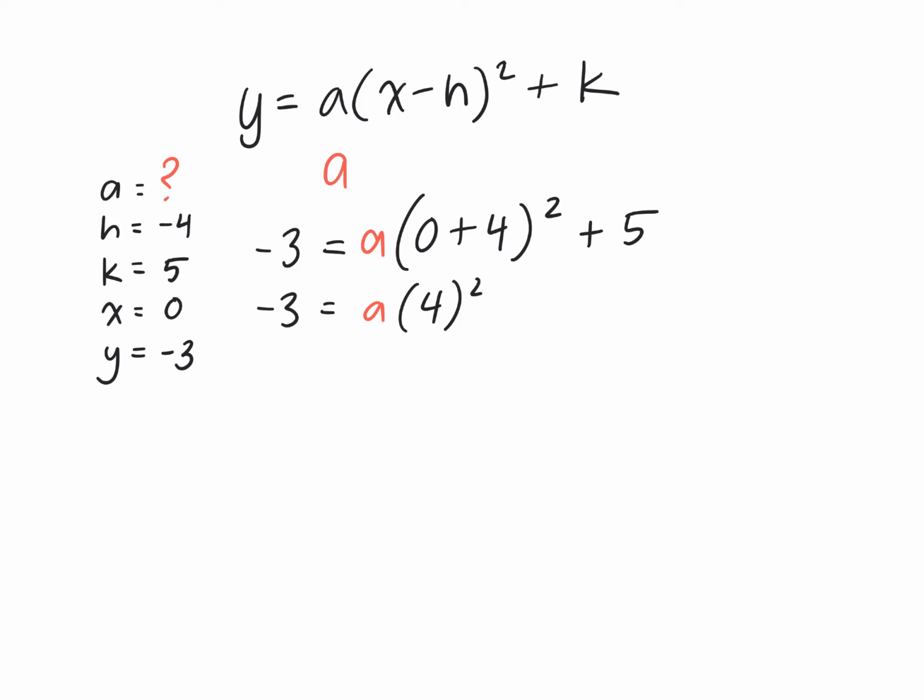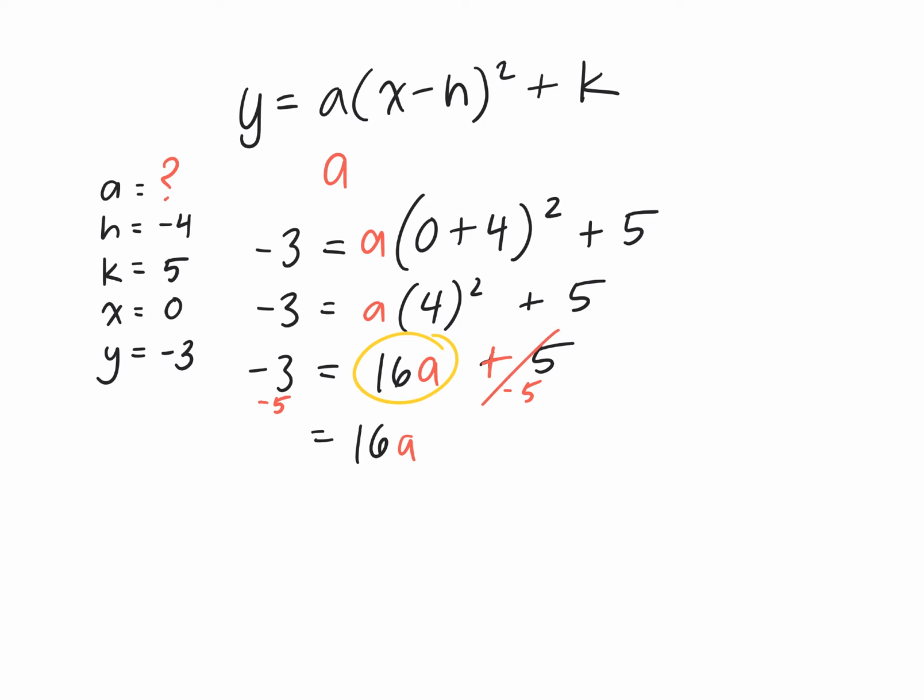4. What's the next step? 4 squared. -3 equals 16a plus 5. How do I isolate a? It's 16a, so I'm leaving that here. I need to get rid of this plus 5. How do I get rid of a positive 5? What's the opposite of plus 5? Take away 5. So what do I have to do to the left side? Take away 5. That gets rid of it.